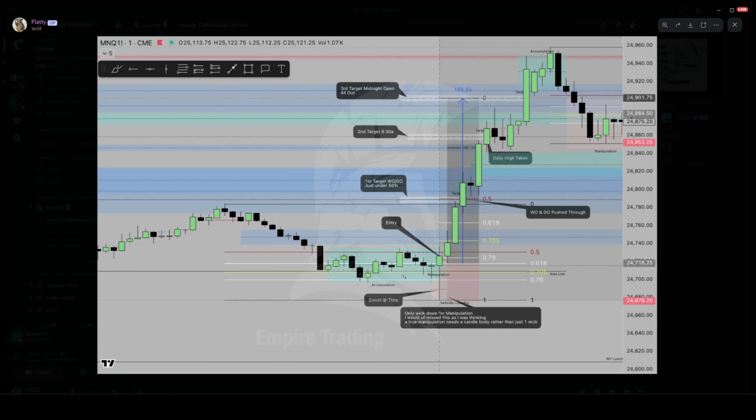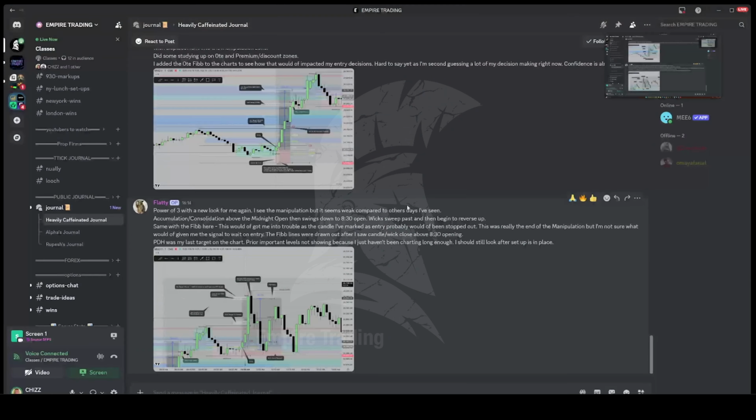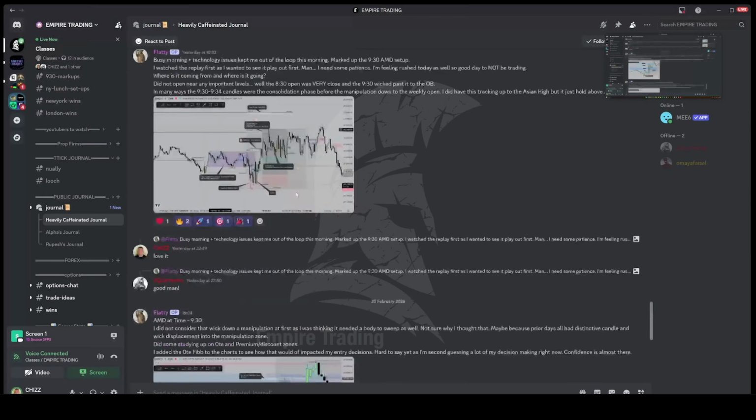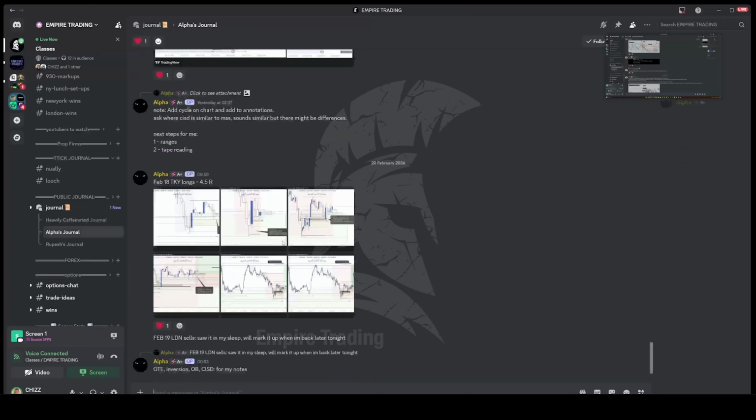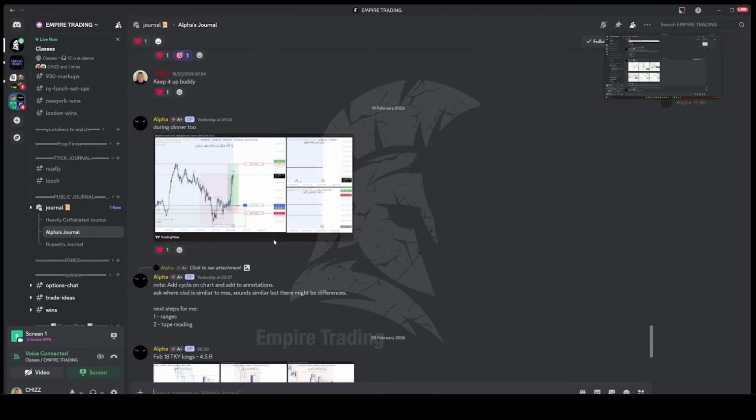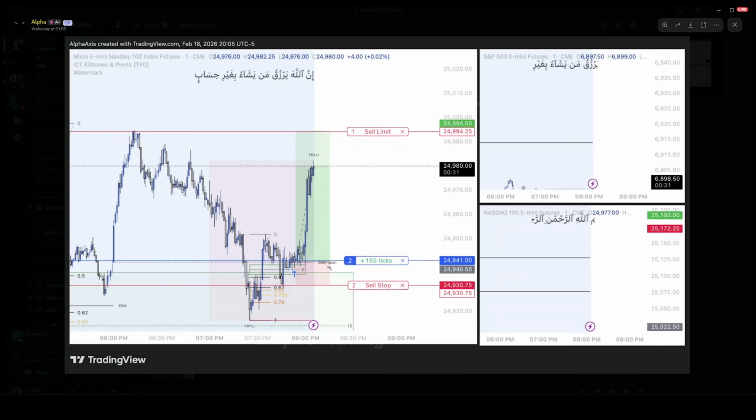So this is the type of stuff that you can see. You're going to learn a lot more moving forward about accumulation, manipulation, distribution. But this is an idea of how you can tag it and start marking it out. We've got Alpha's in here as well. Very, very similar stuff.